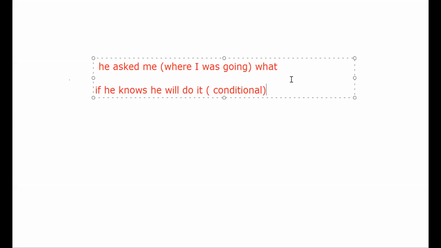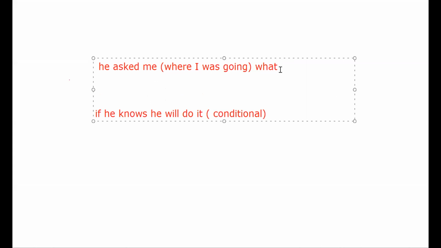Now, I told you about this "what". Guys, this is nothing but indirect speech. If you transform any direct speech into indirect speech, that becomes a complex sentence, with a secondary idea answering "what". You try anything like this: He asked me what, where I was going.